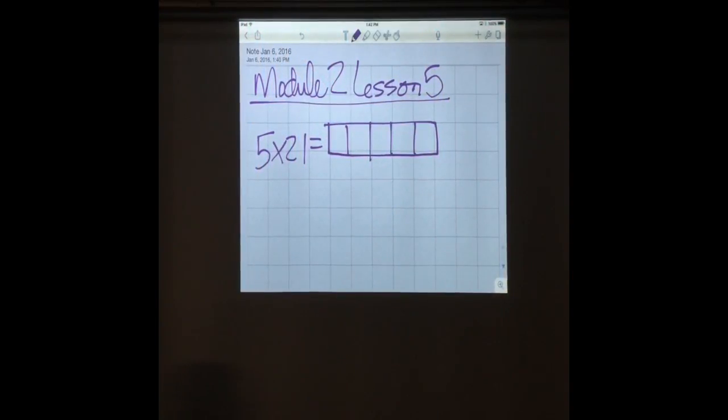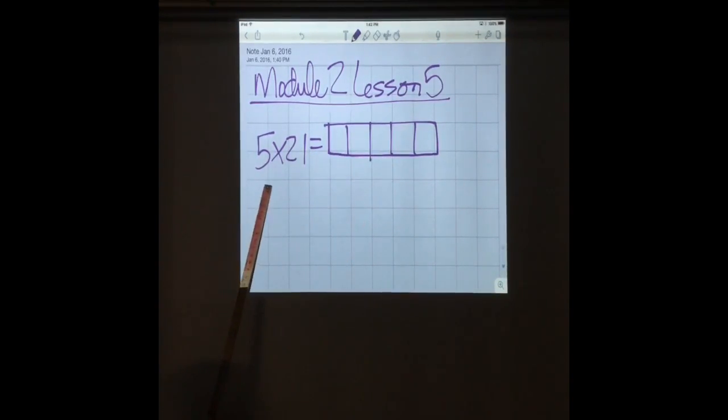Welcome back to math. Today we are on module 2, lesson 5, and what we're going to talk about is making a visual model and using distributive property. Now if we have this from last time, this is called our tape diagram.